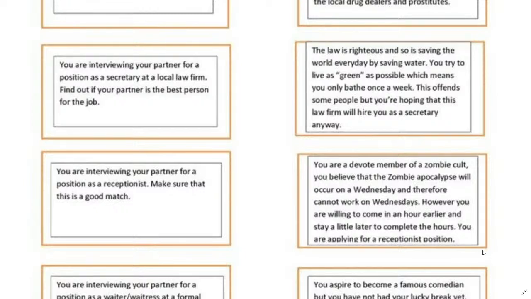The law is righteous and so is saving the world every day by saving water. You try to shower only once a week. This offends some people, but you are hoping that this law firm will hire you as a secretary anyway. Will you be hired just because you are saving the environment? Okay, the law is righteous.